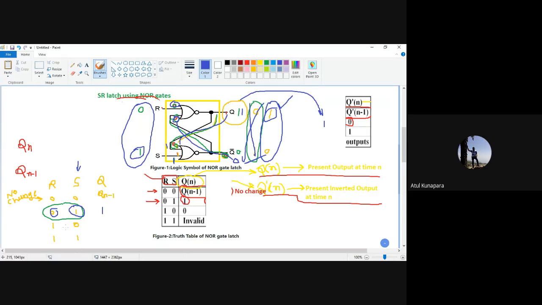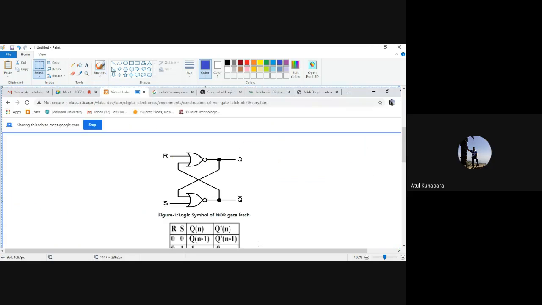Likewise, when you are giving R equal to 1, at that time your output Q will be made 0. If it is 1, then 1 to 0 will be converted, and if it is 0, then it will be kept as 0. Are you getting that part? So that will happen here when you give this condition. Now the next condition, let me just take the circuit here again.